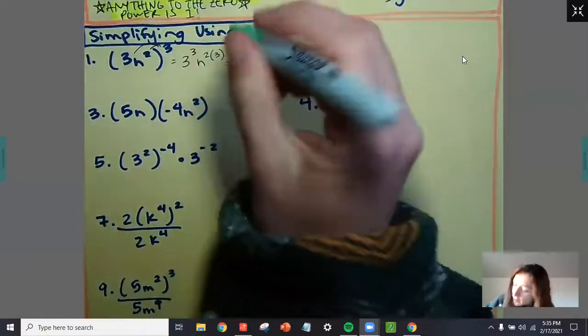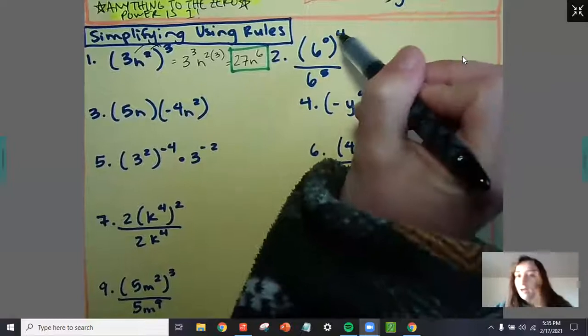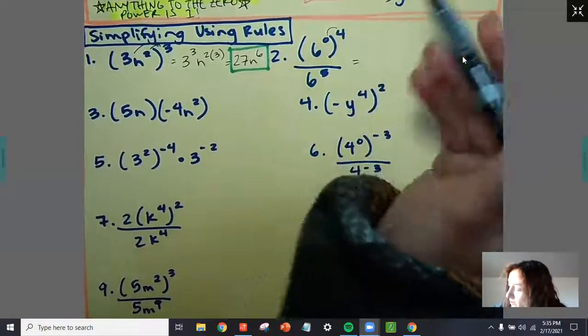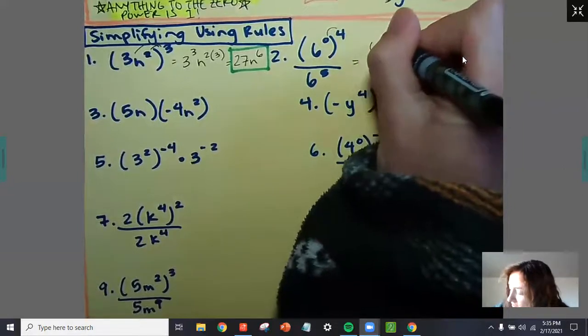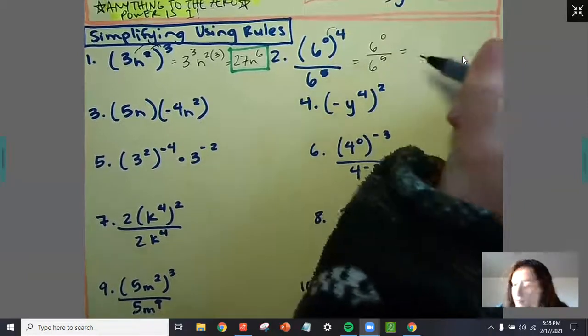Okay, so let's try out another one, and these really just take practice. So the second one here, I do see that I had my exponent out to the side, so I'm just going to distribute that. 0 times 4 is 0, so it's going to be 6 to the 0 divided by 6 to the 5th. And we can do one of two things here.